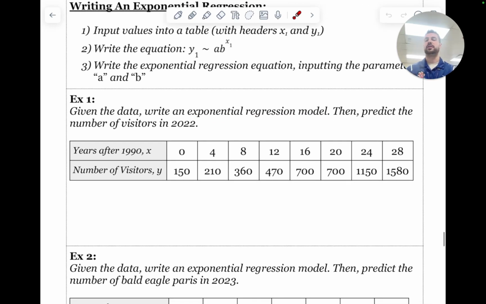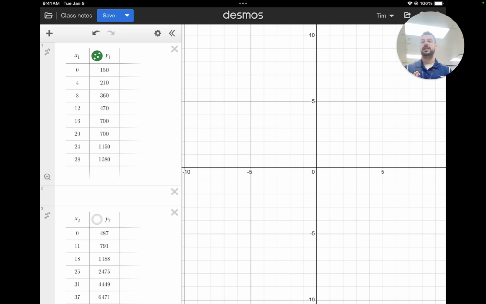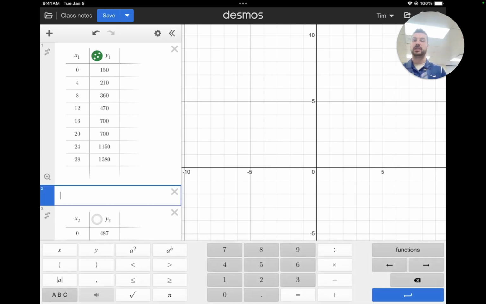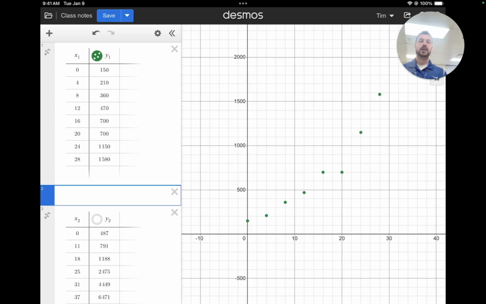So let's take a look at this first example. It says, given the data, write an exponential regression model, then predict the number of visitors. I don't know exactly what this is to, but this is a number of visitors to a specific place after the year 1990. So 0 years is 1990, 4 years after would be 1994, 1998, and so on. What we are going to do is first plug in our values into our calculator. I already did this to save a little bit of time, but all we have to do is click in a new line, click our plus in the top corner, and we can create a table. I already have my values in here, so if we click on the little plus magnifying glass down here, it will show us our data.